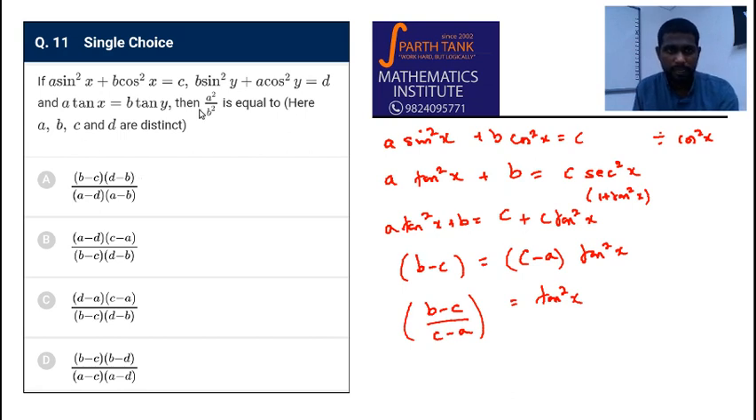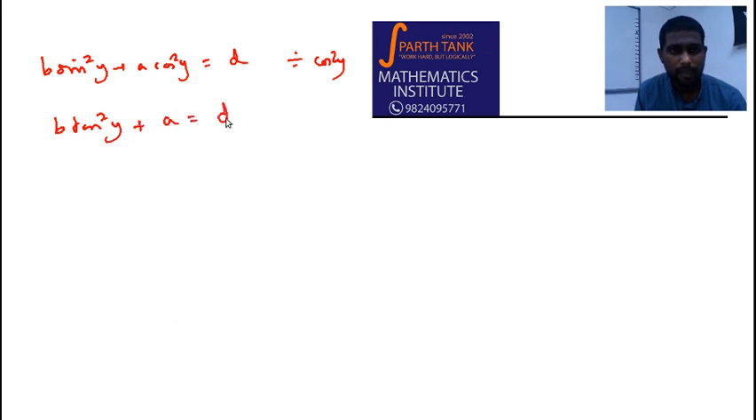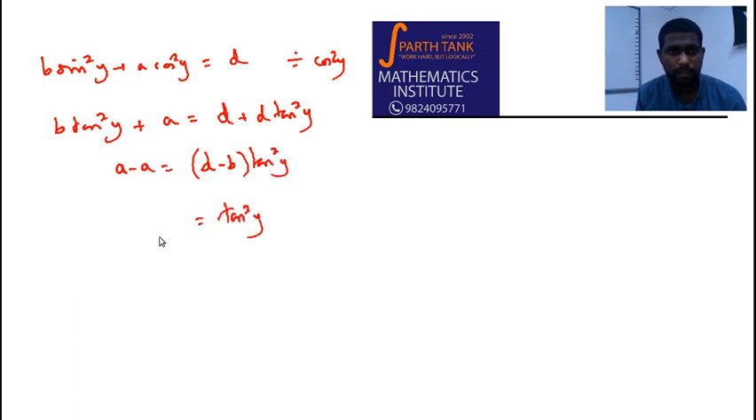Okay, let us do the second one. From this, B sin squared y plus A cos squared y is equal to D. So B sin squared y plus A cos squared y is D. Divide by cos squared y, and I get B tan squared y plus A is D plus D tan squared y. This is secant squared y. Secant squared y becomes 1 plus tan squared y. Therefore, A minus D is D minus B tan squared y, or tan squared y is nothing but A minus D by D minus B.